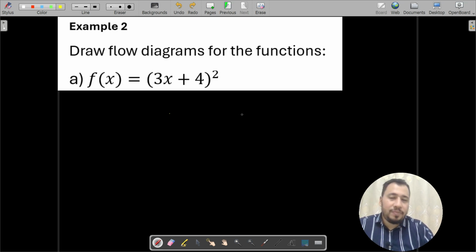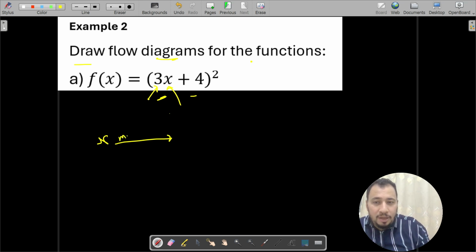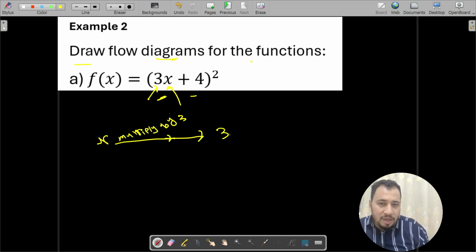Let's take a look here at example 2. In example 2, draw flow diagrams for the functions. And here the first function we have is f of x equals 3x plus 4 all squared. So step by step, according to the order of operations, what is the first thing that happened to this x here? It's multiplied by 3. So I'm going to write x, and what happened, as we said, multiply by 3. You write it like that, okay? And when you multiply x by 3, it's going to be 3x.